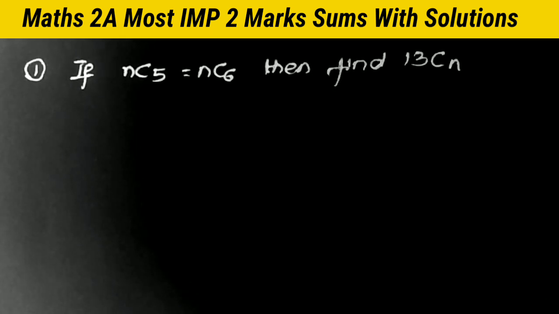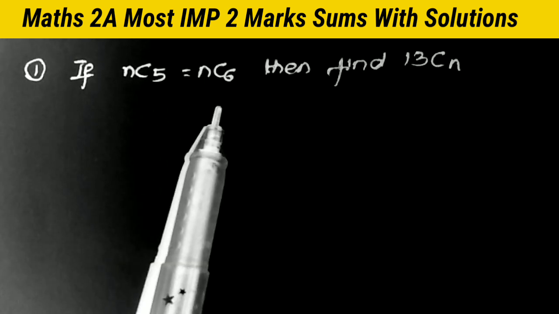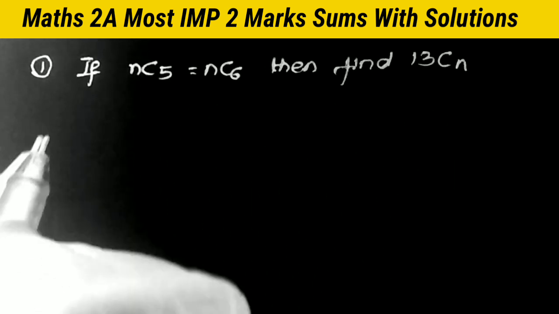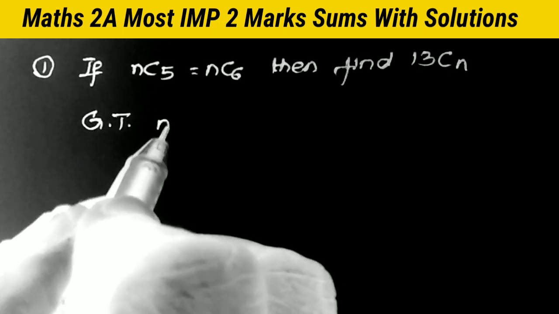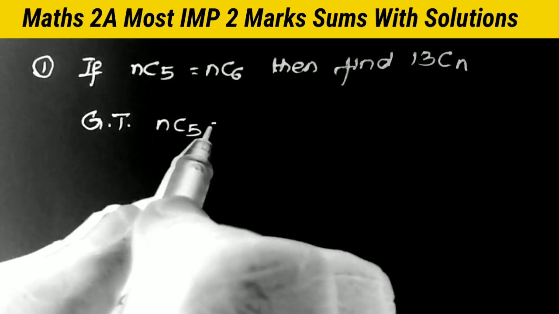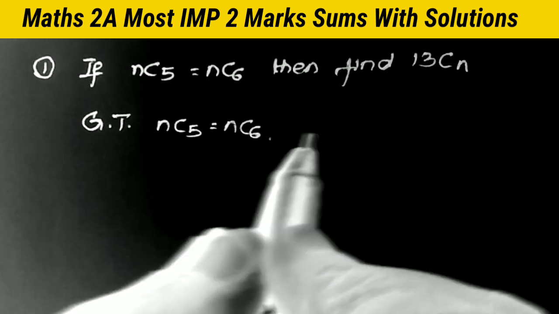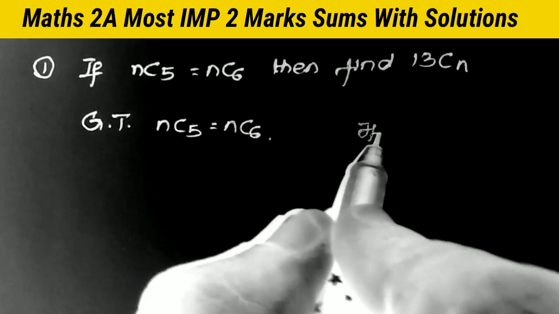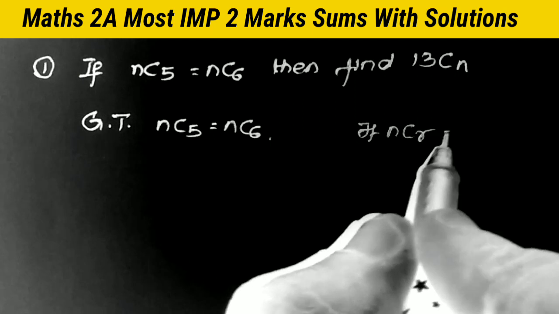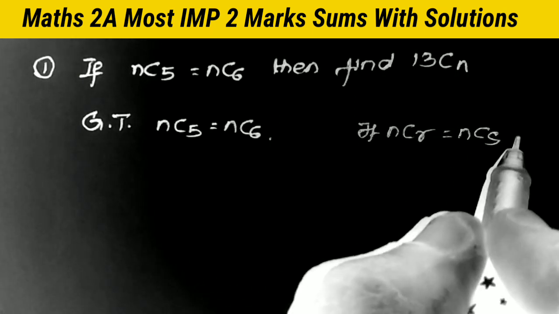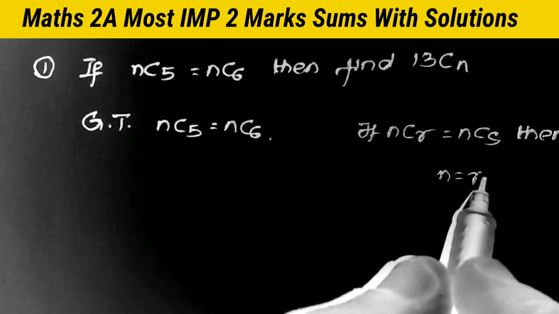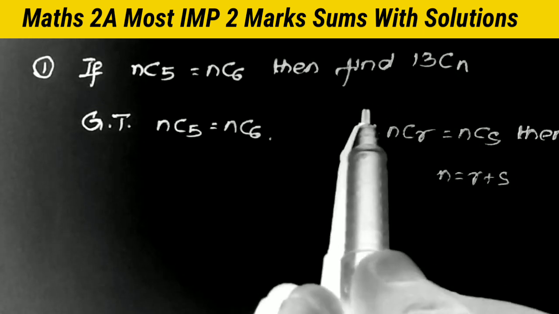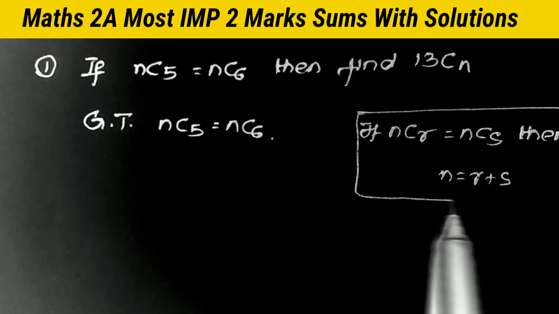So this is the question. If nC5 is equal to nC6, then find 13Cn. First I take the given data: nC5 is equal to nC6. Now I use the formula: if nCr is equal to nCs, then the value of n is equal to r plus s.